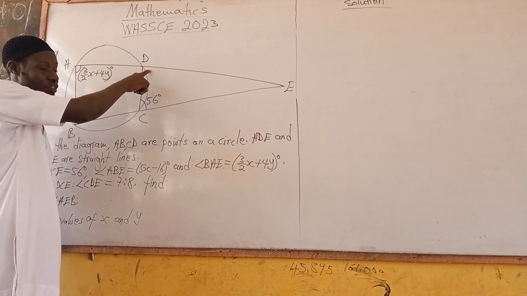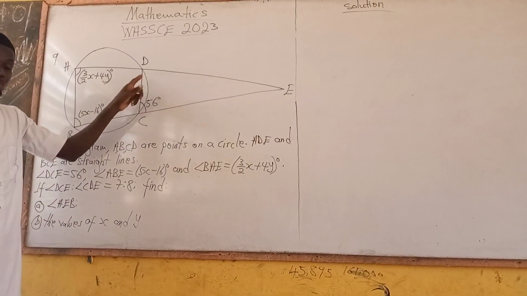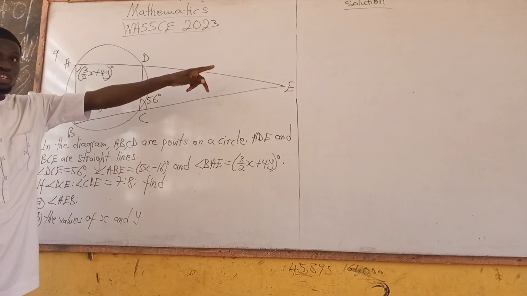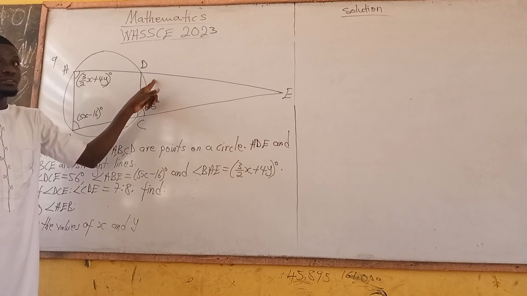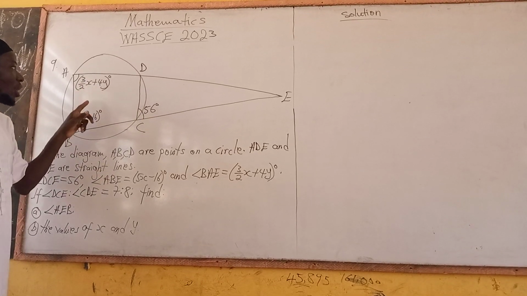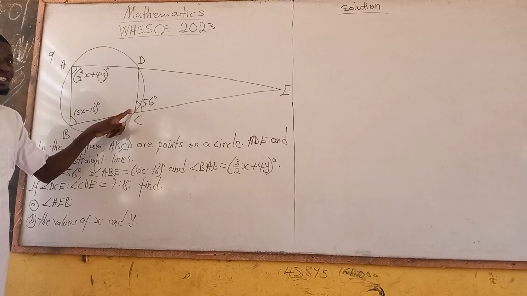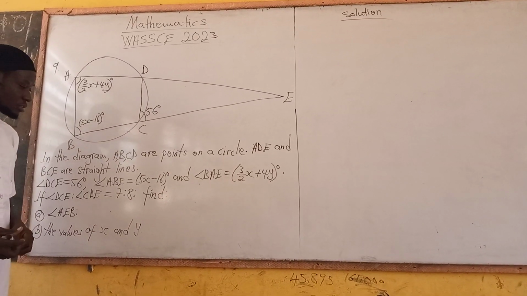So to find angle AEB, we will need this angle here, and for that reason they have given you the ratio of this angle to this angle to be 7:8. To find x and y in these two angles, we also need this angle and that angle. So let's represent all the angles that we need with variables.